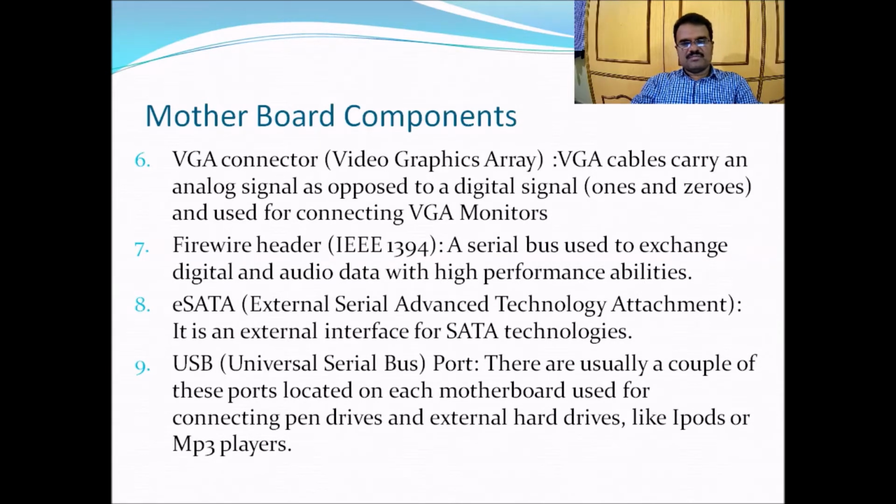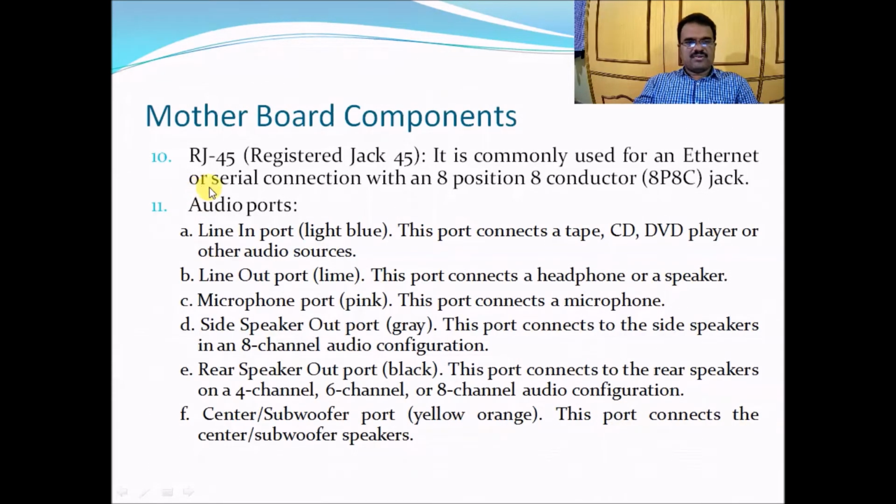USB, Universal Serial Bus port. There are usually a couple of these ports located on each motherboard, used for USB enabled devices. Nowadays, most mice, keyboards, scanners, printers and other important devices come as USB enabled devices, so they can be connected through these ports. And RJ45, this is a Registered Jack 45. It is commonly used for Ethernet or serial connection with an 8 position, 8 conductor, 8P8C jack.